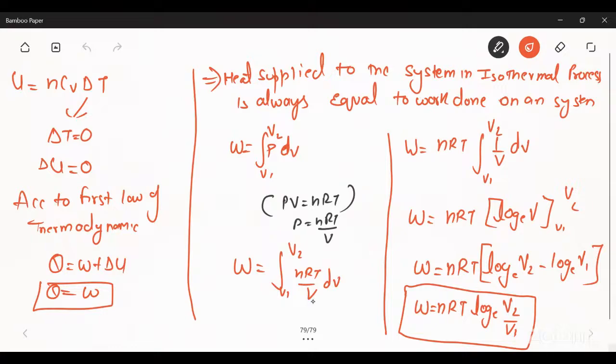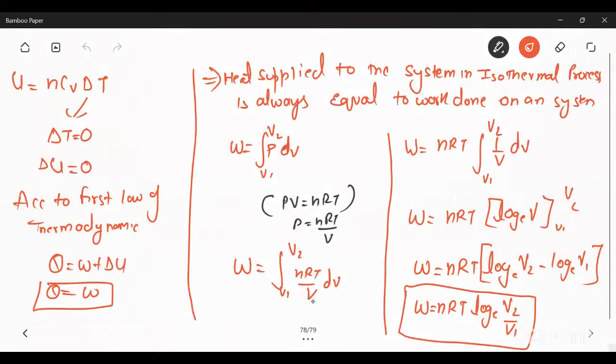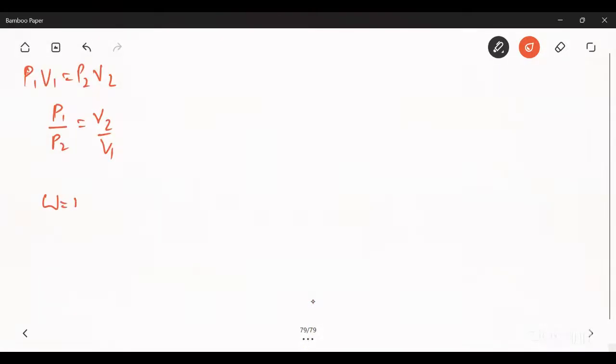And we know the condition here, that it will follow Boyle's law. So P1 V1 equal to P2 V2. So P1 upon P2 is equal to V2 upon V1. So in place of V2 upon V1, I can write the value as P1 upon P2. So W is equal to nRT log P1 upon P2. So the formula of work done also became here.